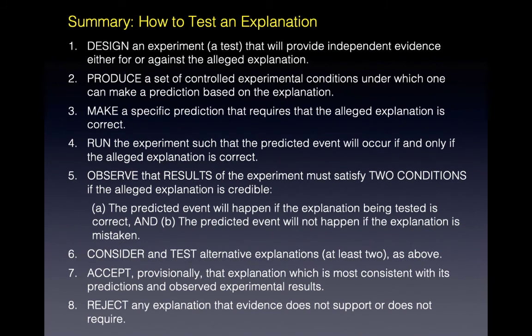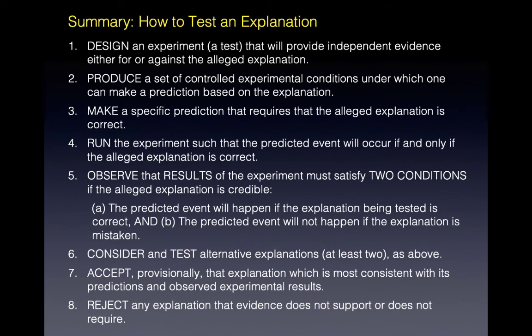Summarizing now, 8 steps here, exhaustive. You want to design an experiment, a test that will provide independent evidence either for or against an alleged explanation. You then want to produce a set of controlled experimental conditions under which one can produce a prediction based on the explanation. Notice a whole lot of claims can't be tested simply because we can't experiment on them. We can't do a controlled experiment. And for each of those, at least scientifically speaking, we should suspend belief.